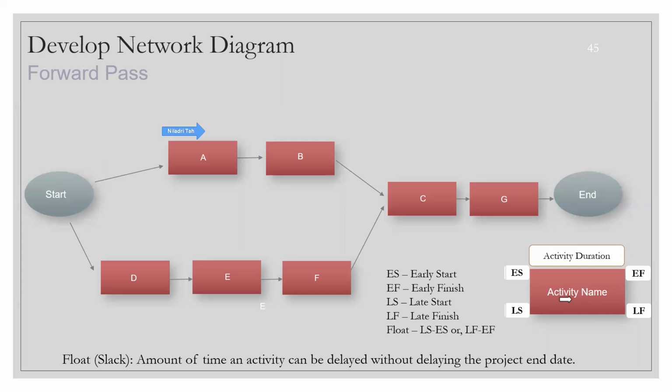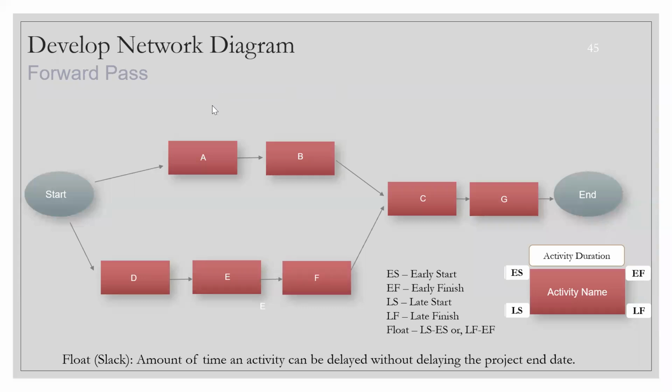Inside the box, we are going to get the activity name, and outside we have early start and early finish, late start on the left hand side, and late finish on the right hand side. And on top of the activity box, we are going to get the activity duration, the number of hours or days the activity is going to take to complete. Okay, so now let's run the show here and let me show you how this is done.